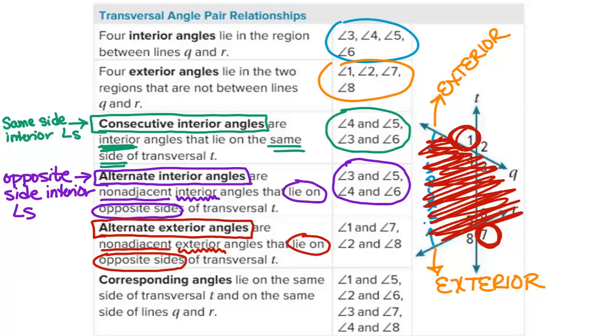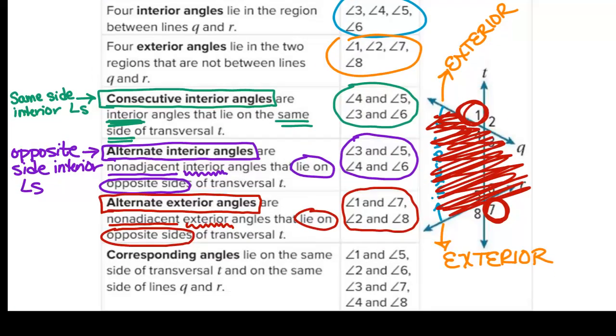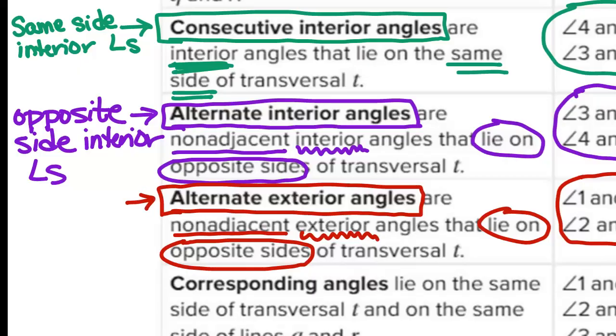Could you give me another pair of alternate exterior angles? 2 and 8. Perfect. Opposite side exterior angles.